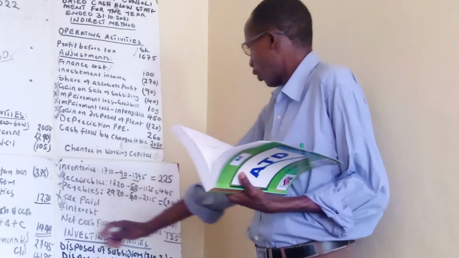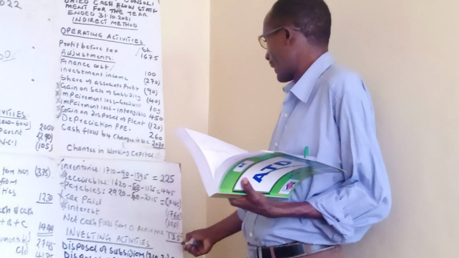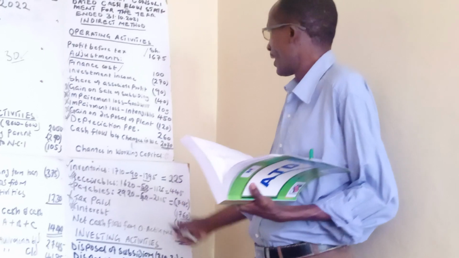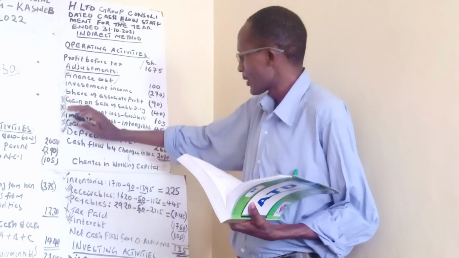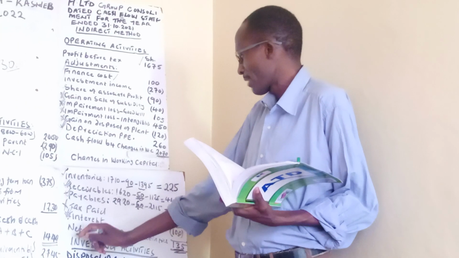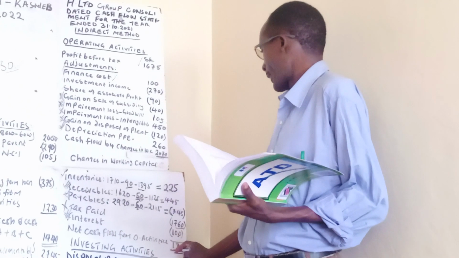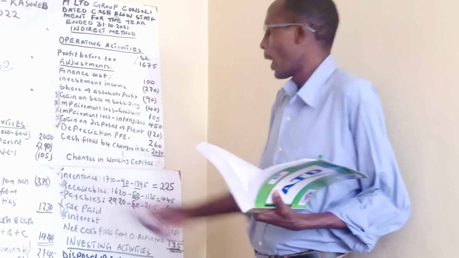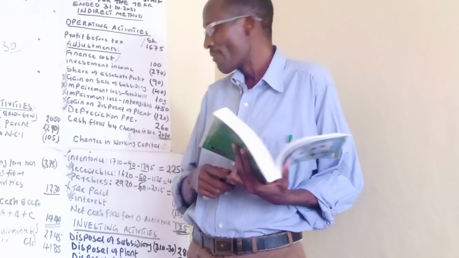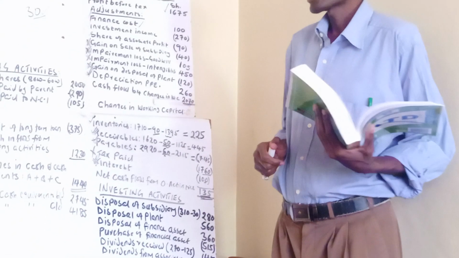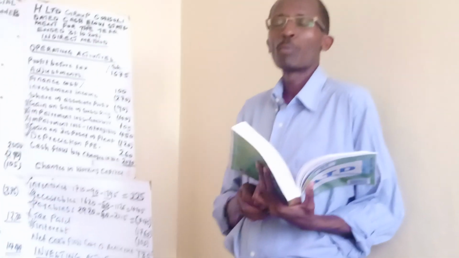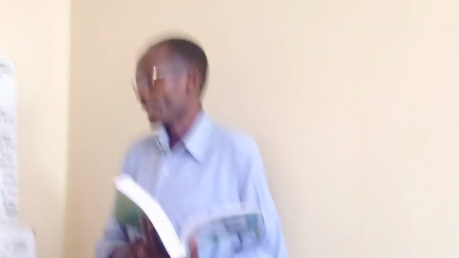But once you have done all these adjustments, we get 105. That is starting from profit before tax, follow all these steps, and then finally you arrive at net cash flow from operating activities, 105. Now away from there, we go to investing activities. Now investing activities entails the acquisition and disposal of non-current assets.